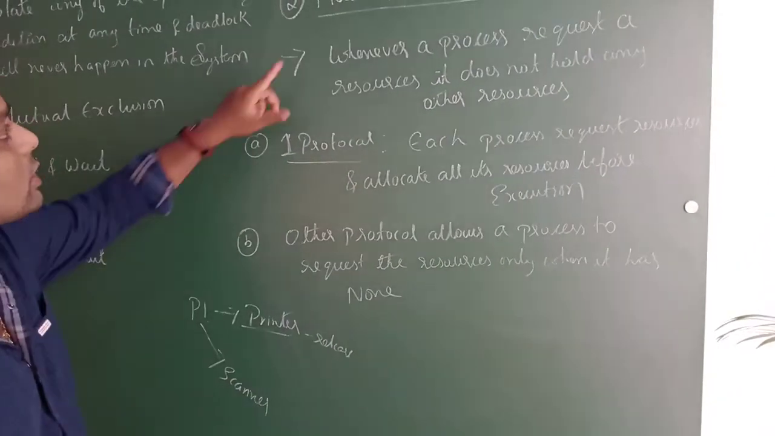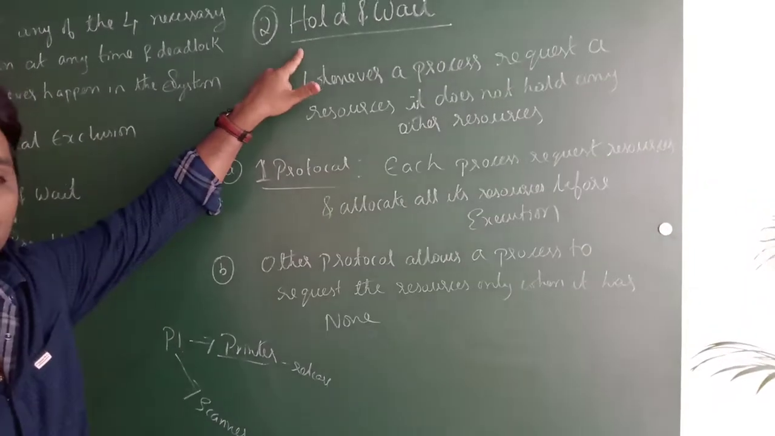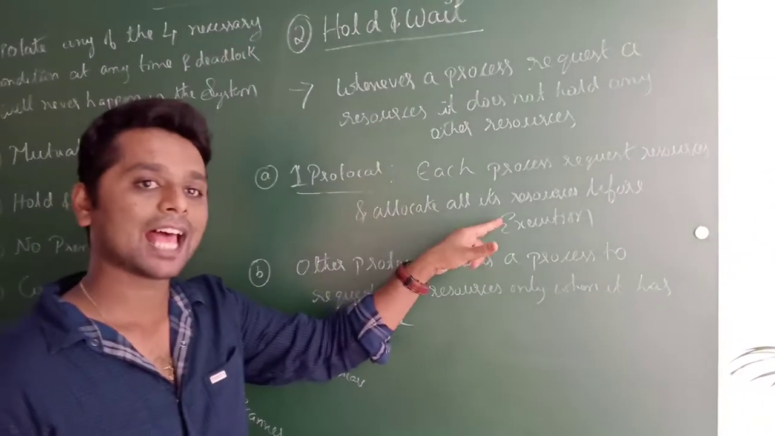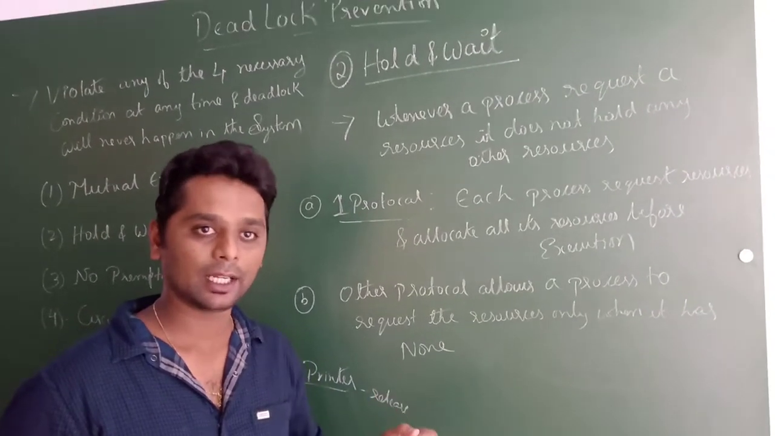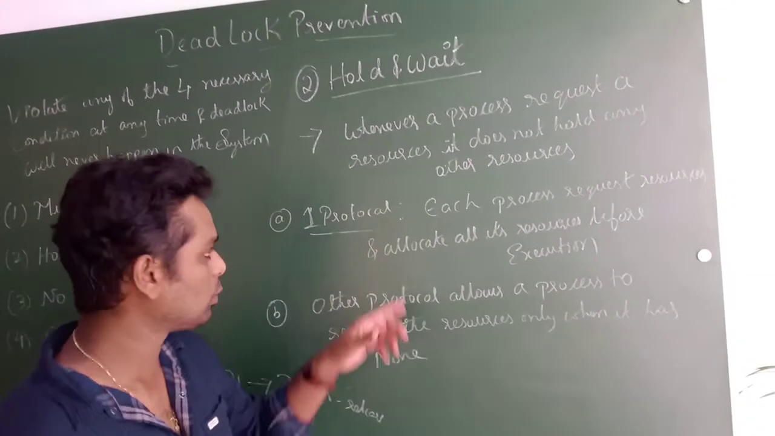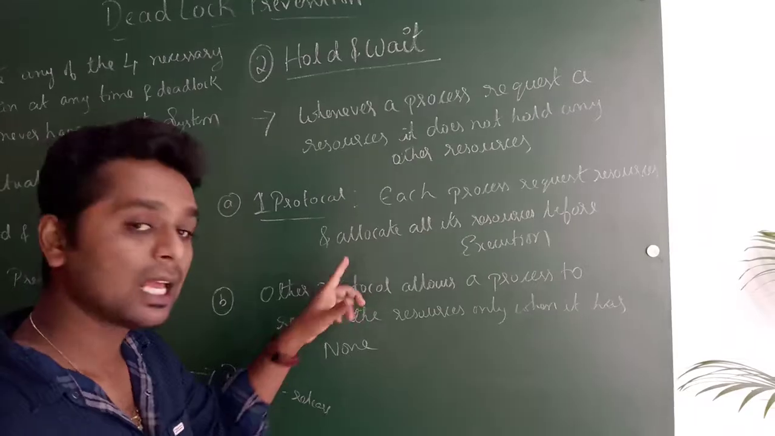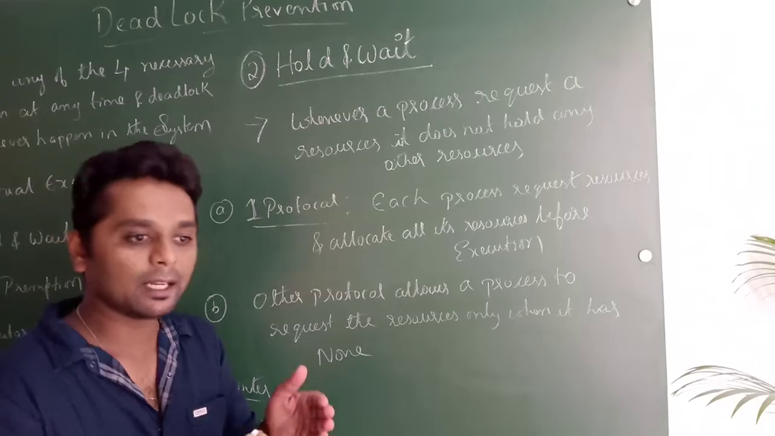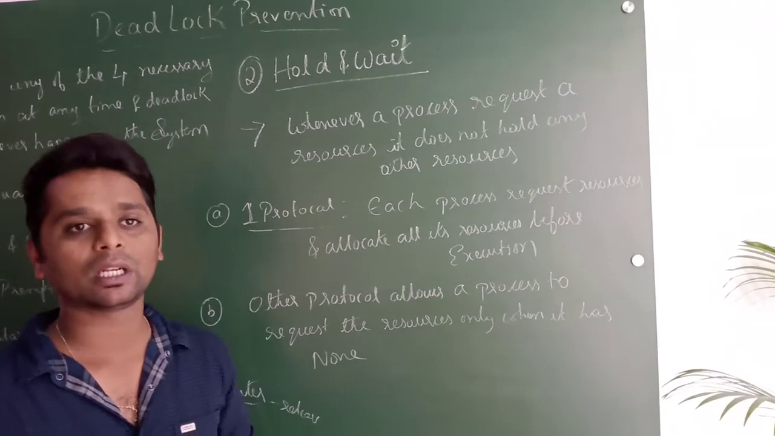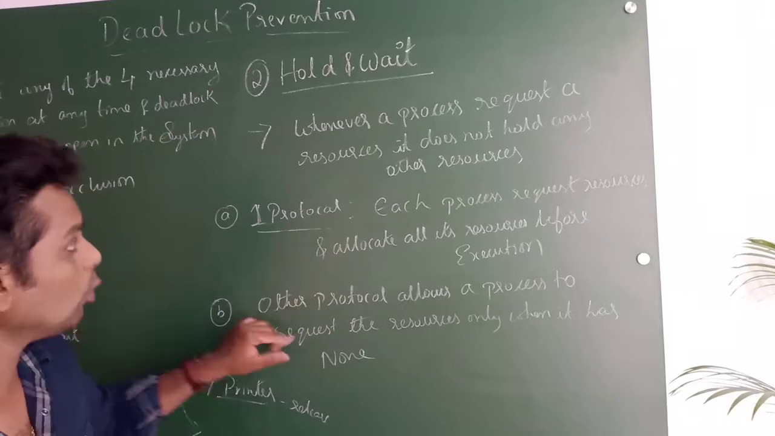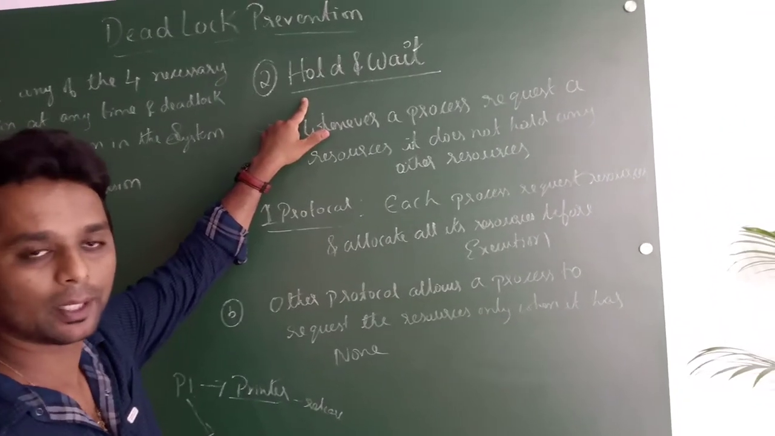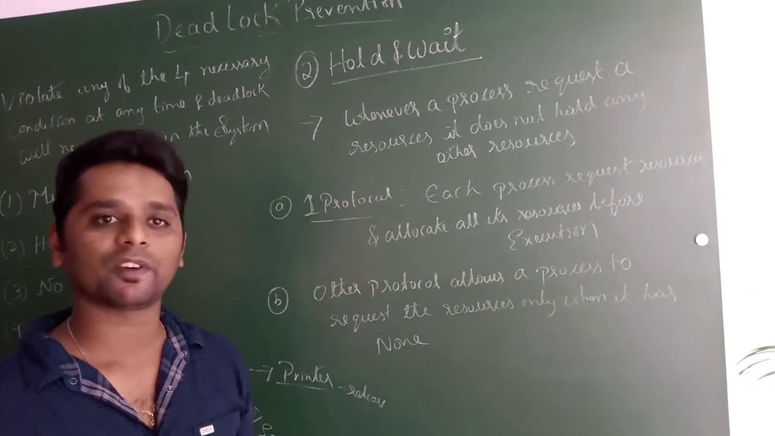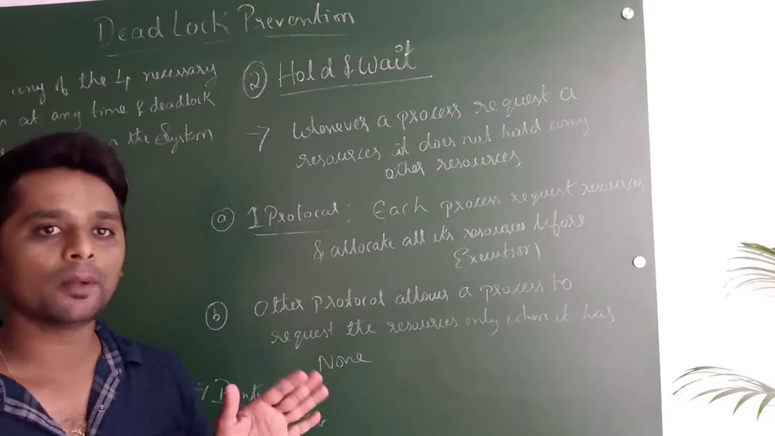There are two ways in which I can ensure that hold and wait never happens in your system. One protocol is that each process has to request the resources it needs before it starts its execution. Before execution, all the resources it needs should be allocated to the process. In the meantime, no process has to request additional resources. That is how I can avoid hold and wait. Hope you are getting it. Before execution I need to request all the resources, and all of them will be allocated first. During execution, you should not request additional resources.